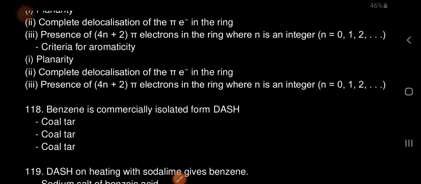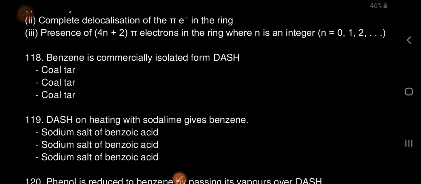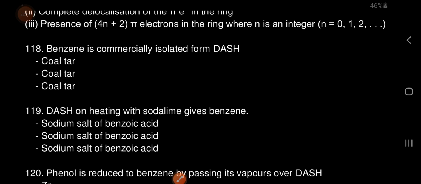Benzene is commercially isolated from dash: coal tar. Dash on heating with soda lime gives benzene: sodium salt of benzoic acid.